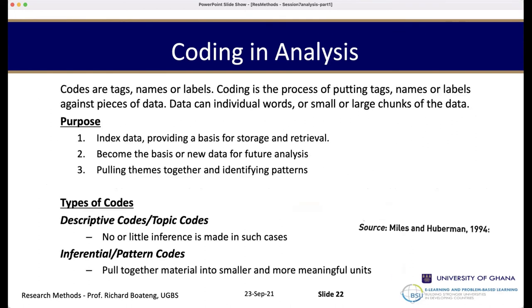Okay. So what goes into coding? Coding means I'm applying labels to a group of text. So the labels are called the codes or the tags or the names. When you put the tags or the names or the labels against the data, you have coded. Now, data can be individual words or small or large chunks of data.